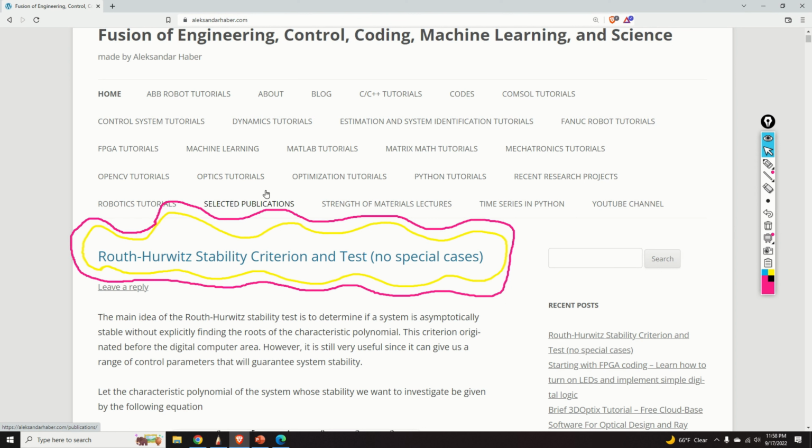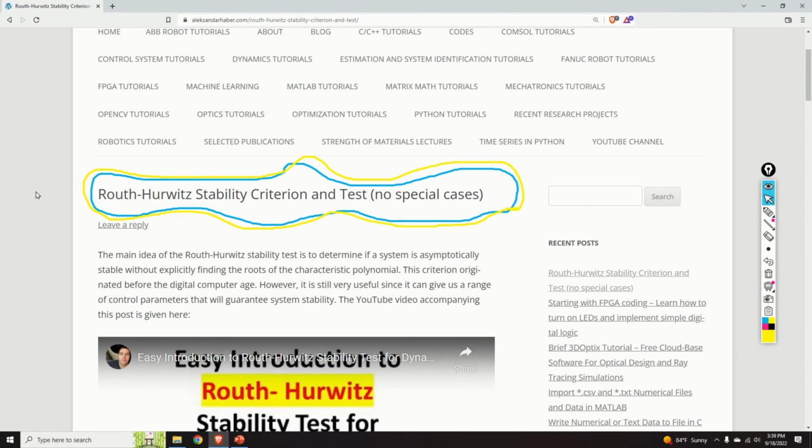In this video I will explain one very important test for determining the stability of dynamical systems. I will explain the Routh-Hurwitz stability criterion, and I will explain how this important test can be used to investigate the stability of dynamical systems.